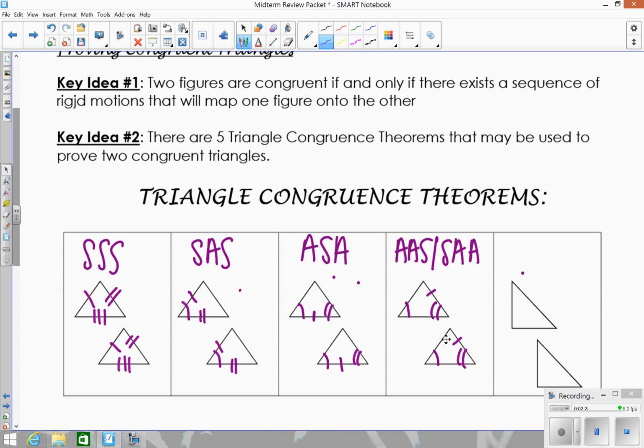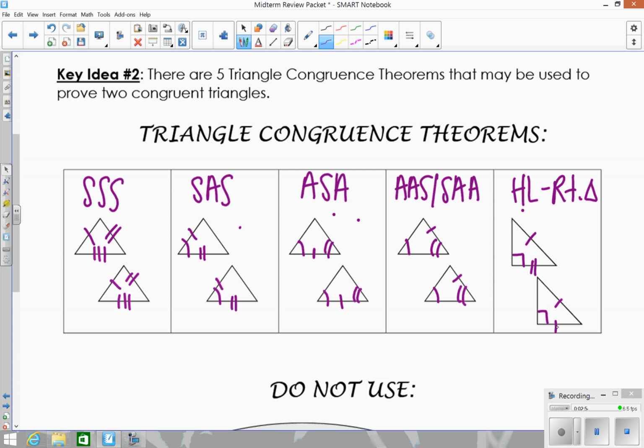And then the last one is HL, and I call this HL-right triangle because the only time that you can use HL is whenever you have right triangles. So you still have 3 pieces of information to prove: the H, the L, and the right triangle part. The H stands for the hypotenuse, so you have to have the set of hypotenuses from each triangle being congruent. And then you have to have one of the legs. You can pick this leg down here to be congruent, or I could prove this leg on this side congruent.